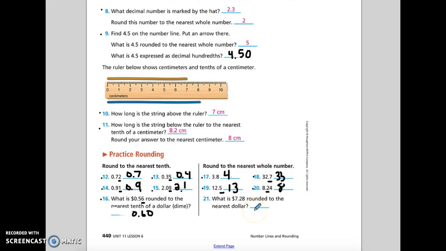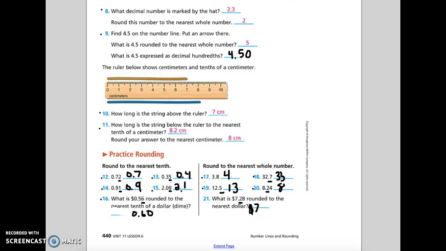All right, what is $7.28 rounded to the nearest dollar? So my dollar is here. Again, I'm going to look to the right, and in this case, it's a 2. Go ahead and tell me, what whole dollar do you think it would go to? If you said $7, then you were right on, because 2 is less than 5. And so then I get to keep my 7 the same.